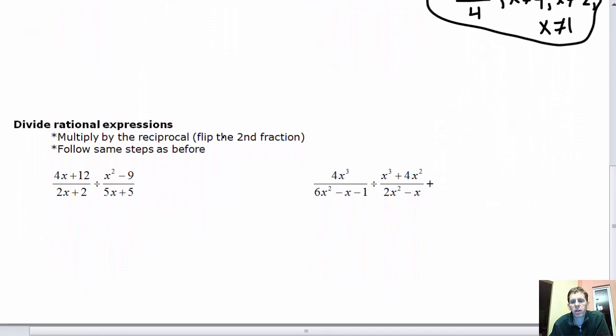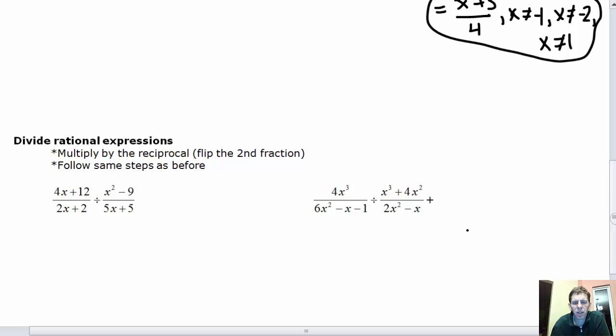The last thing we'll look at today is dividing rational expressions. Same idea as before. We're going to be working with factoring. We're going to be canceling out common factors in the numerator and denominator. The only difference is when you do a division problem, we multiply by the reciprocal. In other words, we're flipping the second fraction. Otherwise, we'll follow the same steps as before.